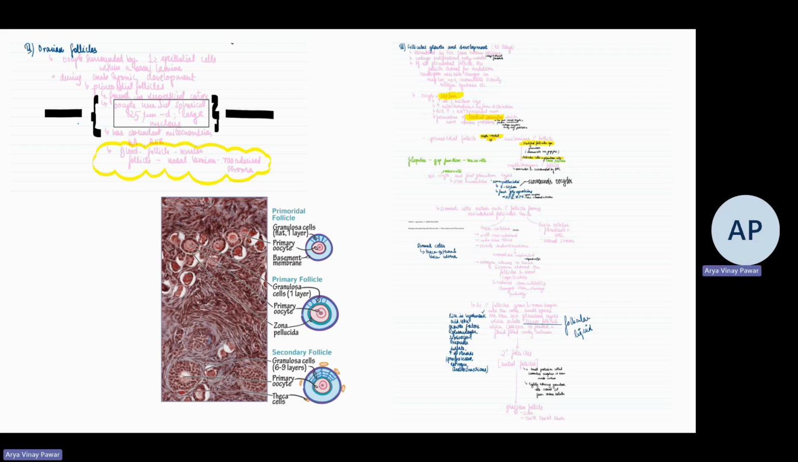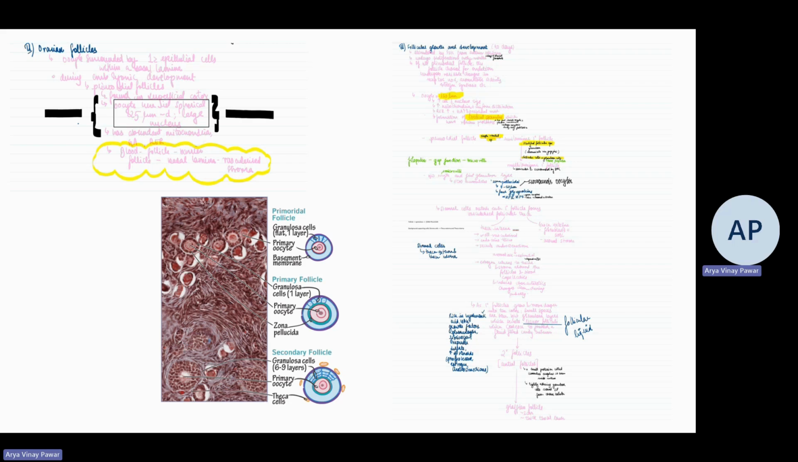Another thing we notice is that the first layer forms the zona pellucida, and the following layers outside of it become vascularized and form two kinds of cells. We have the oocyte, outside of it we have the zona pellucida, outside of it we have the theca interna, and outside of it we have the theca externa. So the multilaminar follicular cells became theca interna and theca externa.